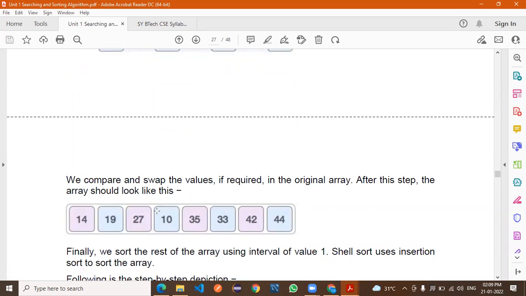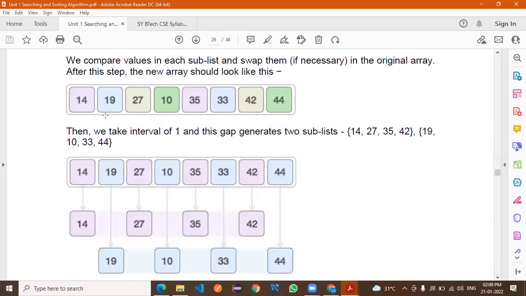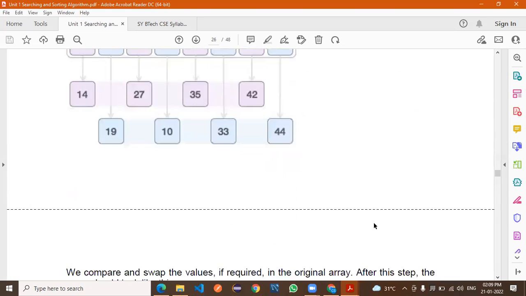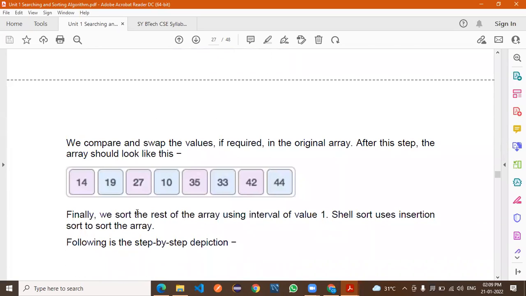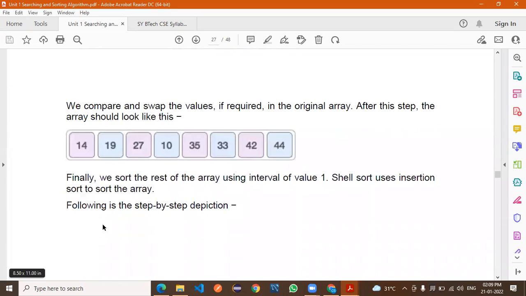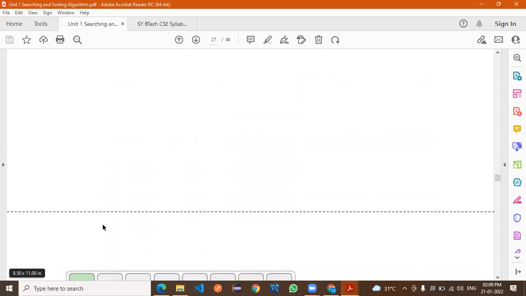So in the next step, we compare and swap the values if required in the original array. After this step, the array should look like this. Actually, after this second step, the array is the same as the previous one; there is no change. So that's why we are applying the next steps. Here we are using insertion sort.